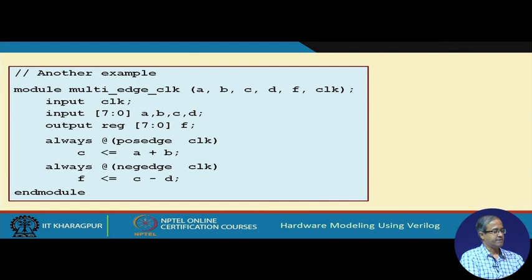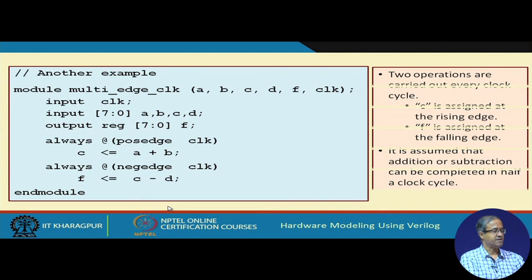So, here at the rising edge you are doing some computation, at the falling edge you are doing some computation. So, you can do two computations in the same clock cycle, one addition and one subtraction, if your clock cycle time is large enough. So, basically you are carrying out two operations in every clock cycle in these always loops. At the positive edge of the clock, c is assigned the sum of a and b, and at the falling edge of the clock, f is assigned the subtraction of c and d.